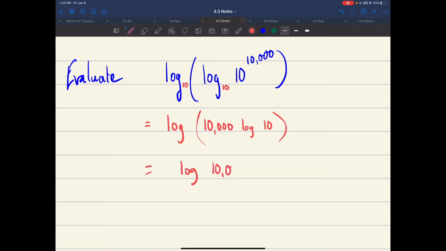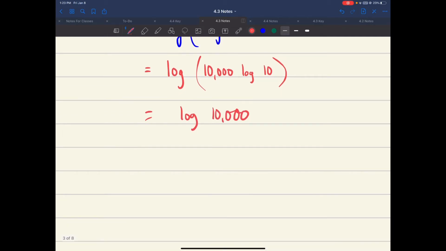And the question is, what power do you raise the base 10 to get 10,000? And that is just 4.